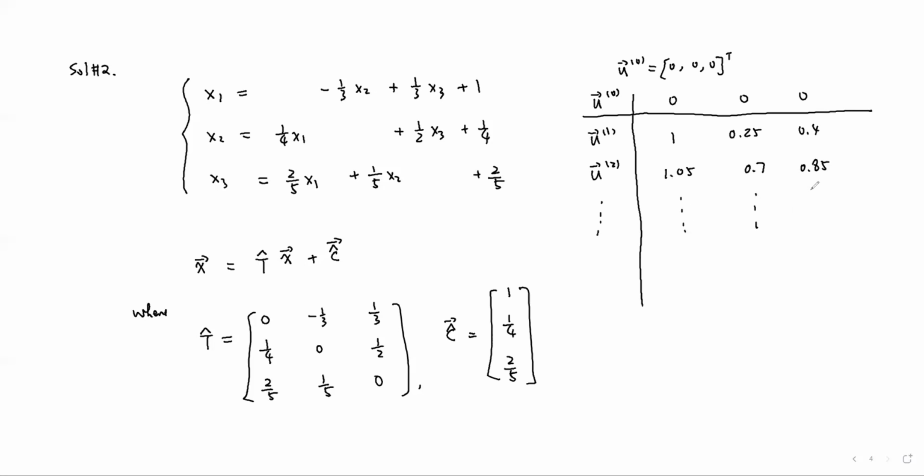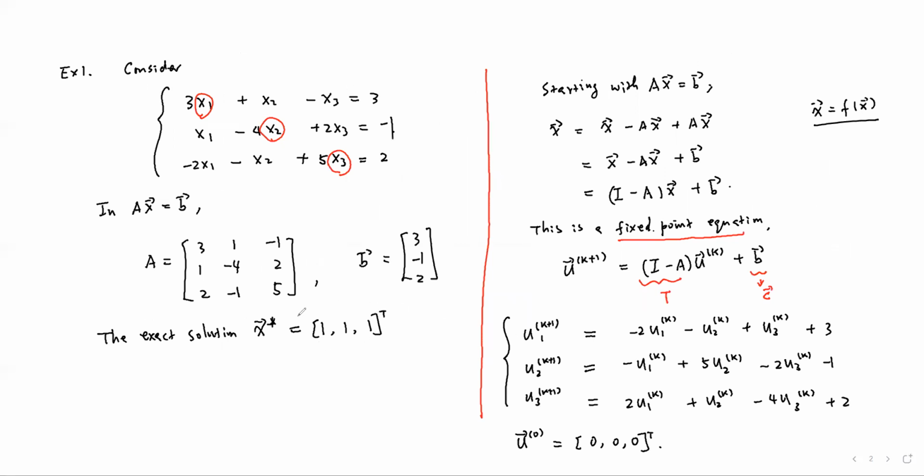After 10 iterations, U10 is now 0.9999, 0.9999, 1.001. This time, it seems that this iterative scheme converges. U11 is 1.000, 1.0000, 1.000. This is the exact solution of the linear system.